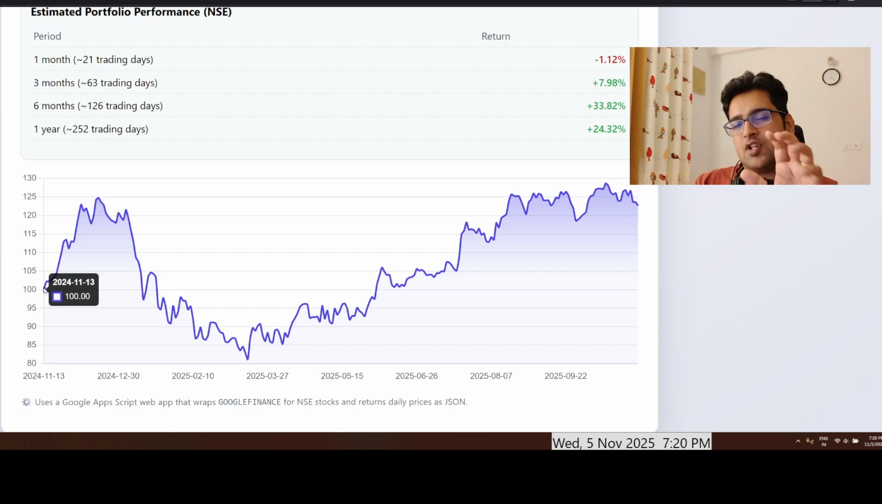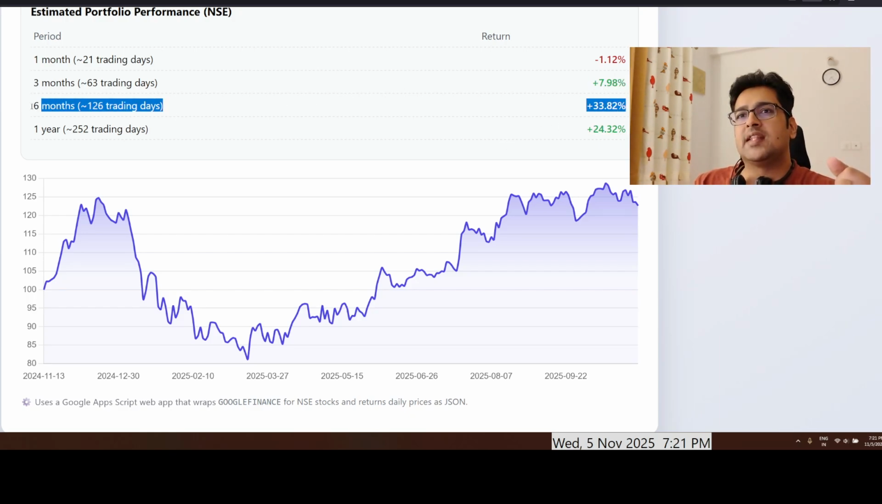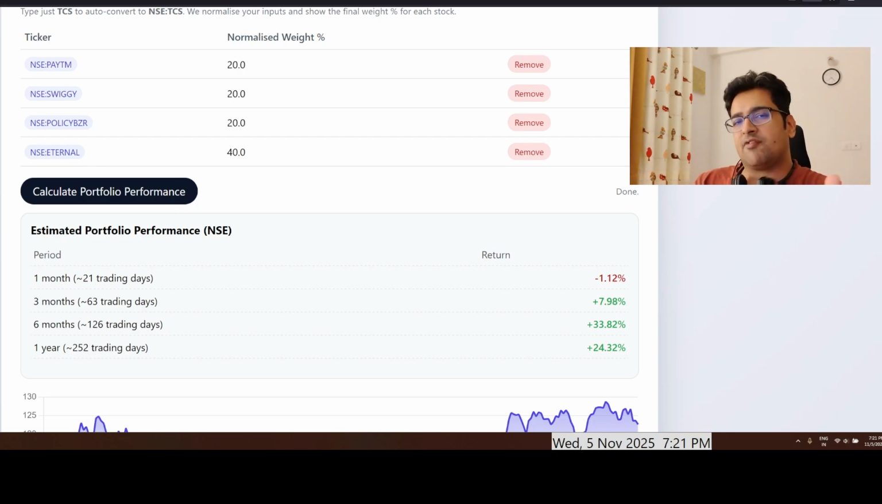Our portfolio, if you assume that the value was 100 at the beginning, then at this point, which is 17th of December, the value was 124.74. At this point, which is 13th of March, the value was 81 rupees. So this is an indexed or rebased to 100 chart, which means that if you had invested 100 rupees, you would have currently been at 122 rupees, right? Over a 1 year period, your return has been 24.32%. This has done exceptionally well in the 6 months. If you had invested 6 months ago, somewhere around the draw over here, your returns would have been 33%, right?